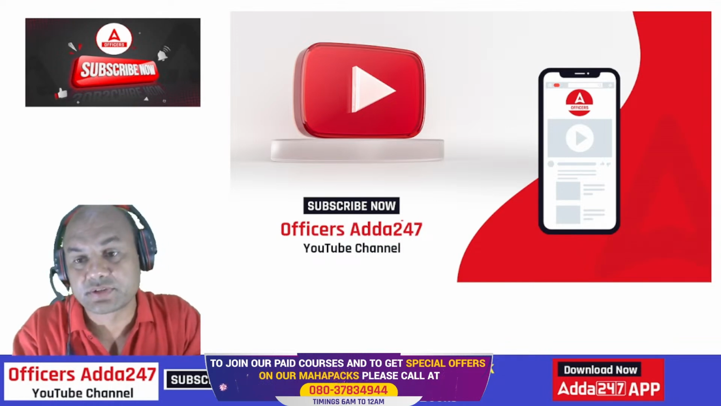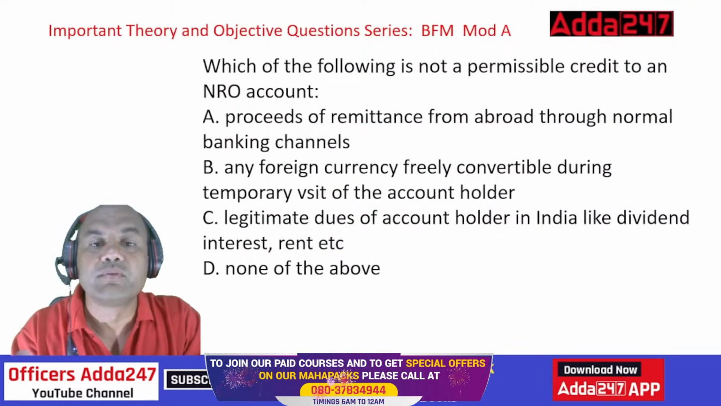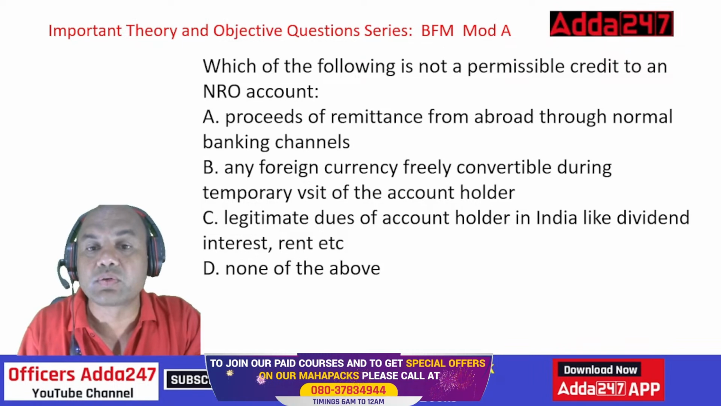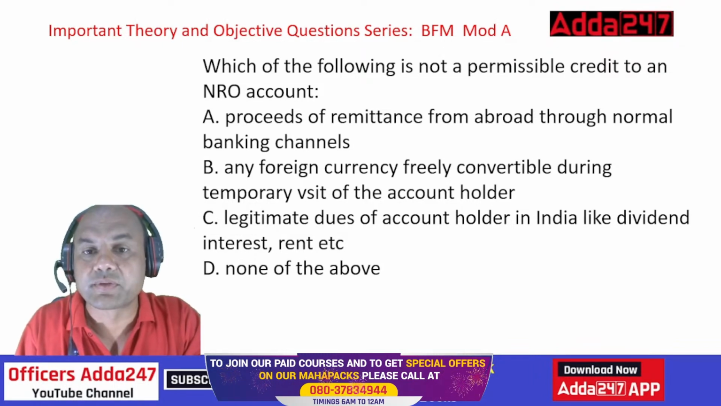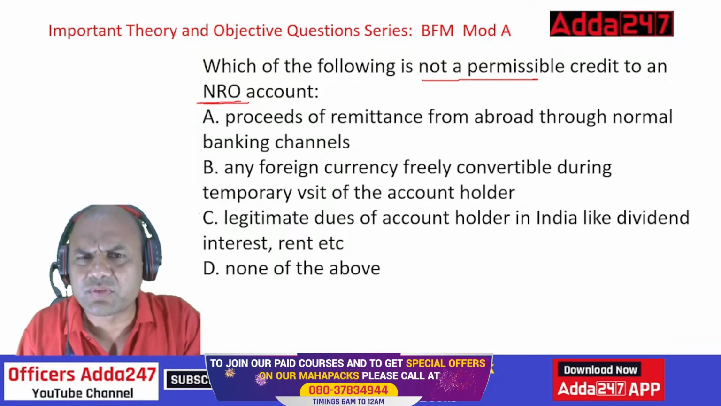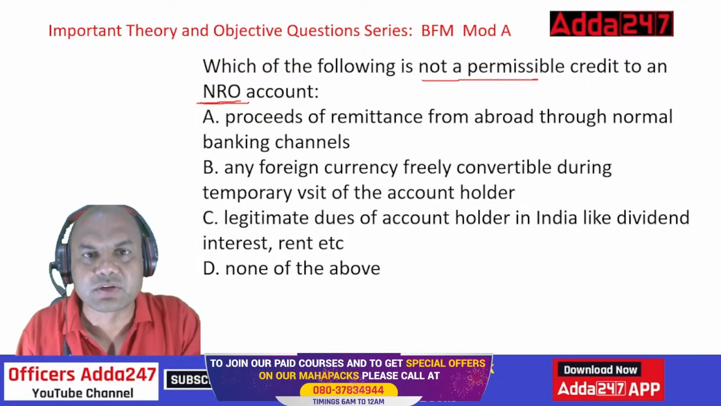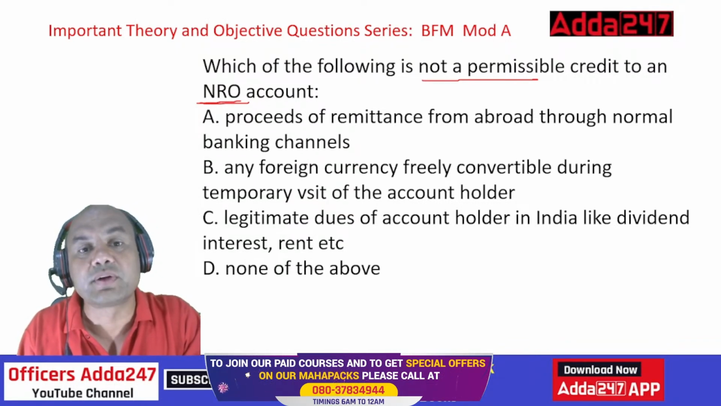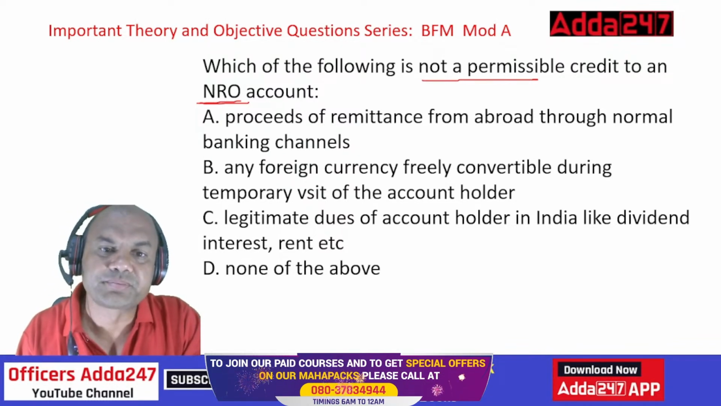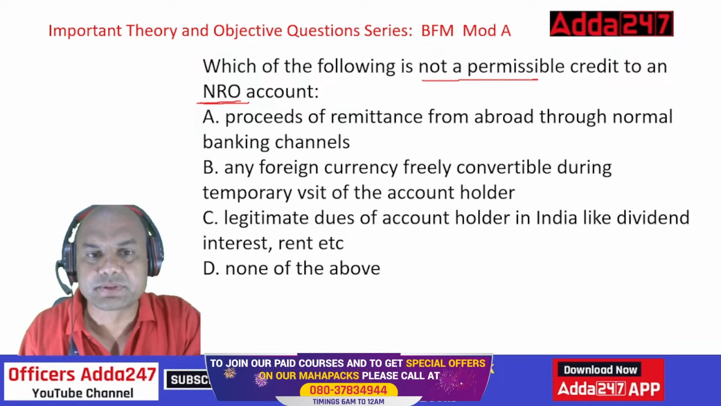Okay. Which of the following is not a permissible credit to an NRO account? I want NRO now. NRO means the funds are credited from India. Not only from India, they can be credited from outside also. But the point is the funds can be credited from India. Both of them are allowed. So which of them is not permissible?